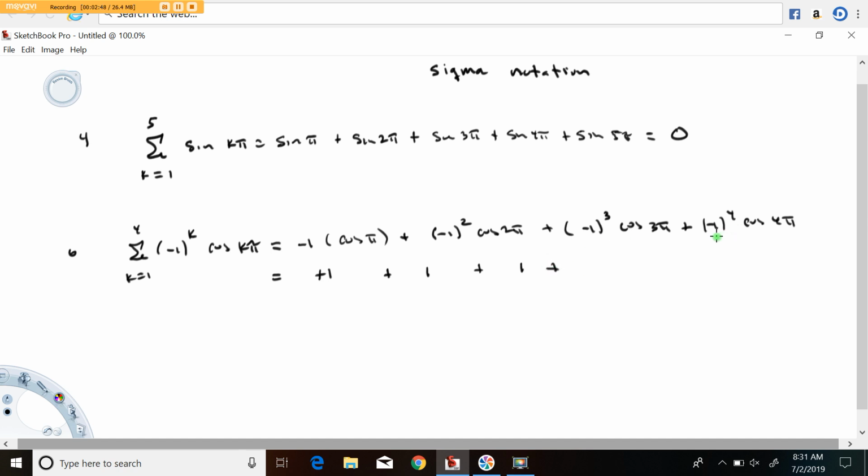And the last term is going to be a plus 1, since cosine of 4 pi is also plus 1. So every one of these terms, it looks like, is a plus 1. Then let's add them: 1, 2, 3, 4. So this sum is equal to 4.